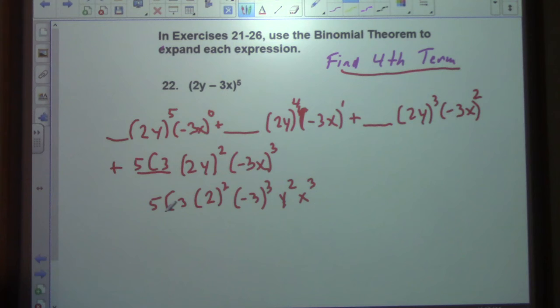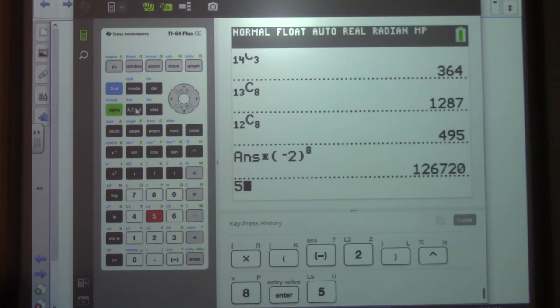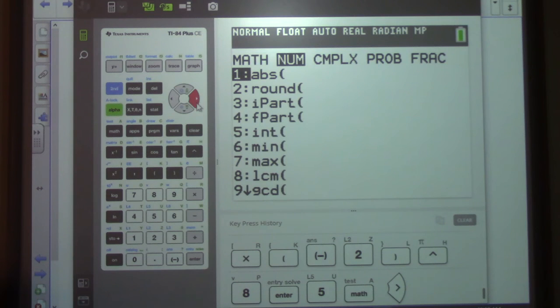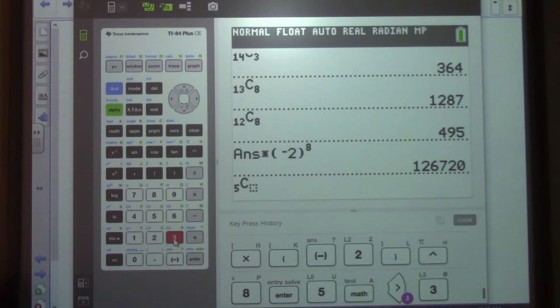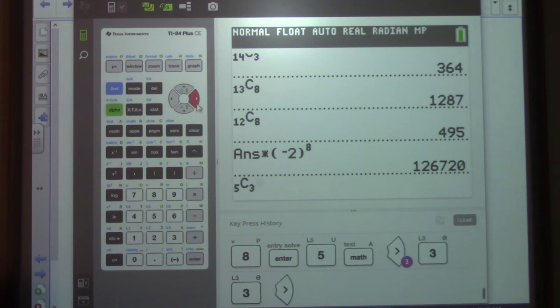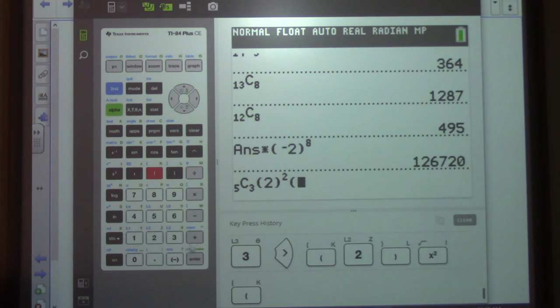Is that right? So 5 choose 3 times 2 squared, I'm just going to do it like this. 5 choose 3, and I'm going to come over here, put times negative, times, it's 2, isn't it? Yes. 2 squared times, it's negative 3 to the third power, right?